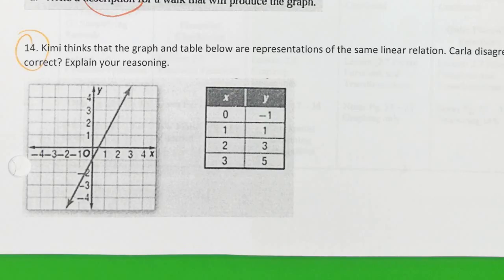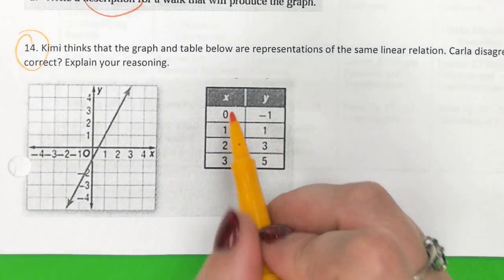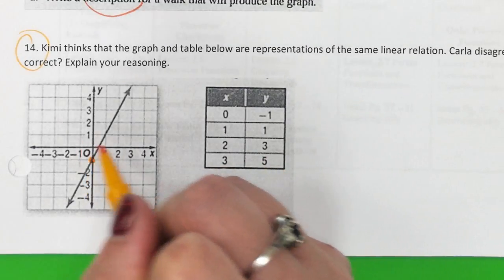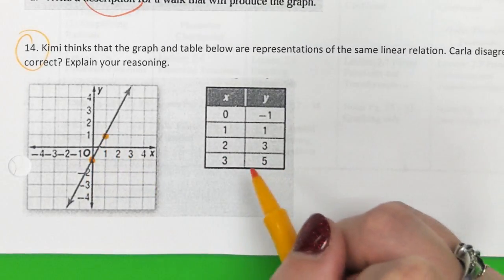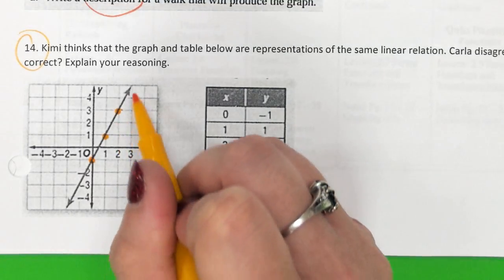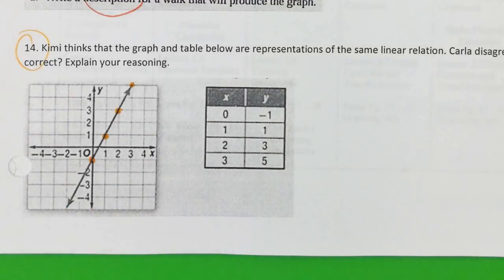We can put the points on the graph. So this would be 0, -1 here. And then 1, 1 would be here. 2, 3 would be here. And 3, 5 would be way up here. They look like the same line, right? How else could we prove, because that's only just a few points?